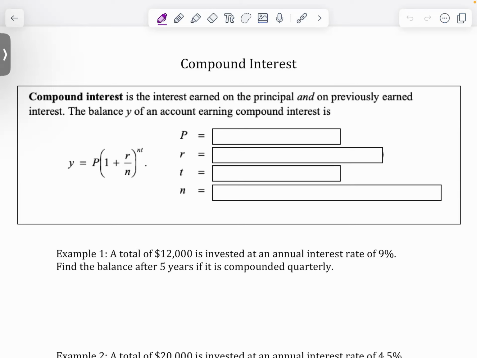So this formula right here helps us to figure out what our amount is after a certain number of things happen. P is what we call our principal. In money, that's another way of saying how much we start with, our initial value.